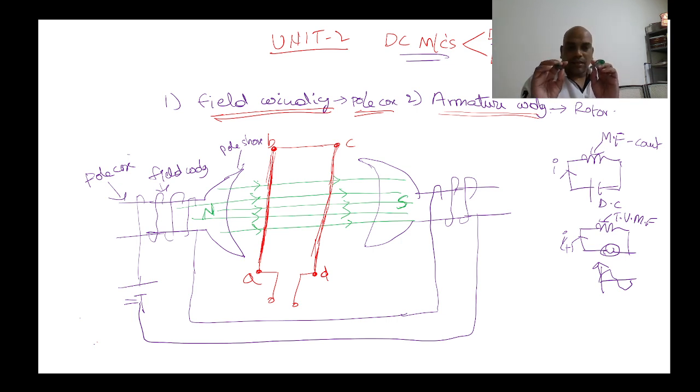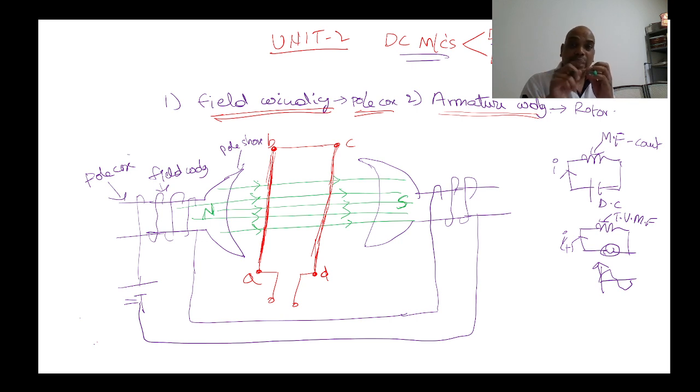If you take two conductors, initially the conductors are stationary and the flux lines passing from north pole to south pole are also constant. Both are constant, stationary. So is there any EMF induced in the conductor? What is the working principle of a DC machine? If you place stationary conductors in a constant magnetic field, there is no EMF induced in the conductor.